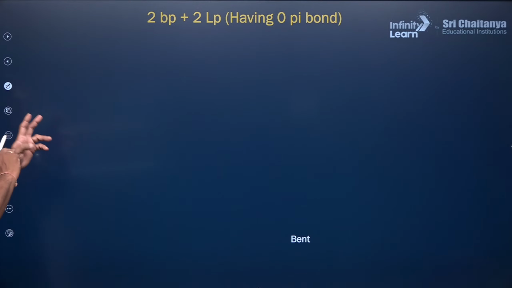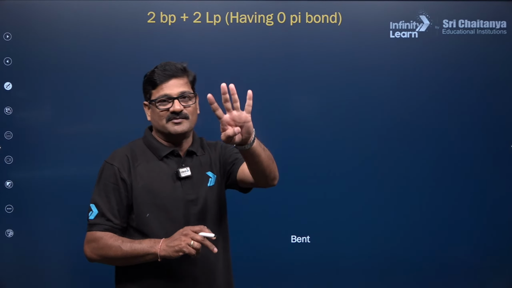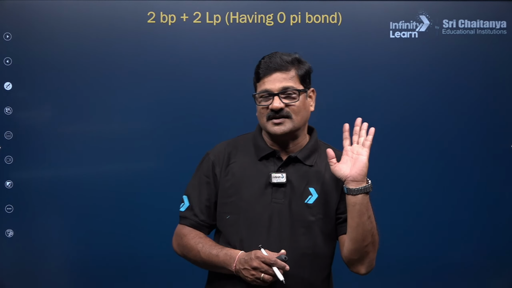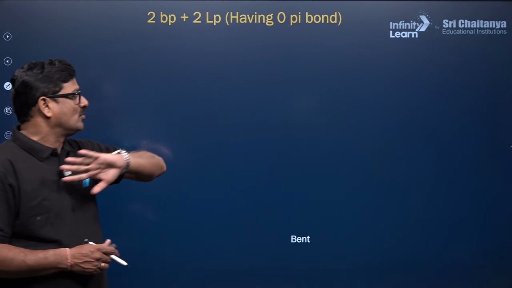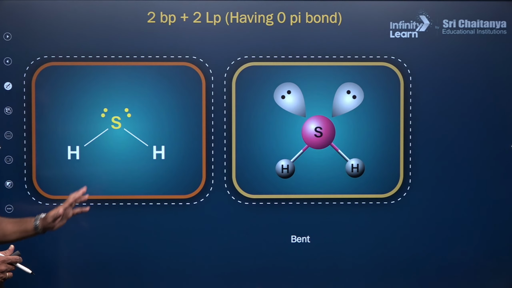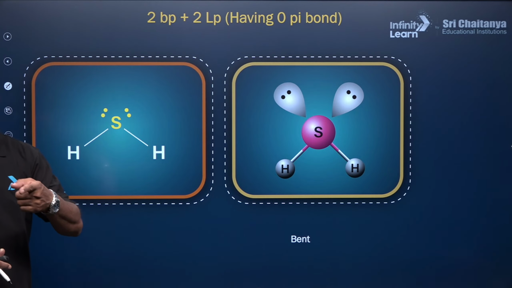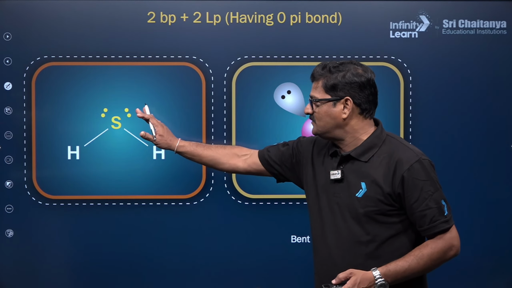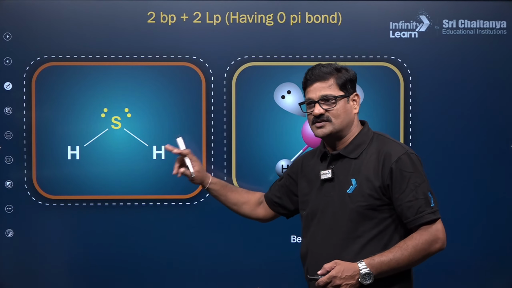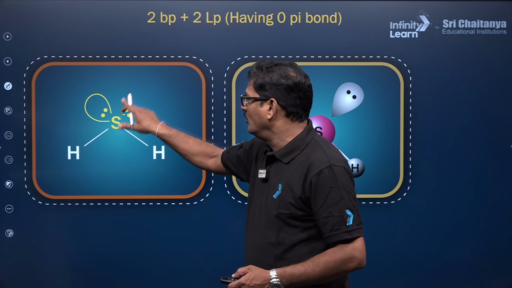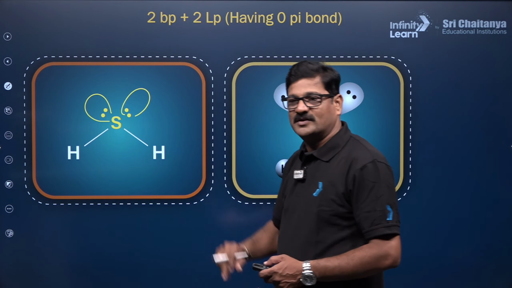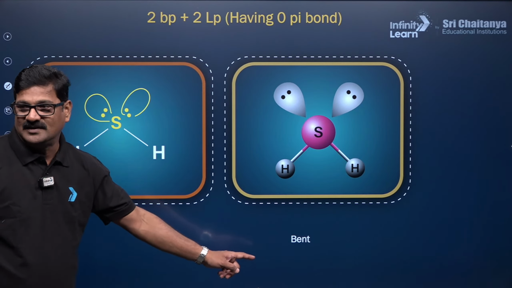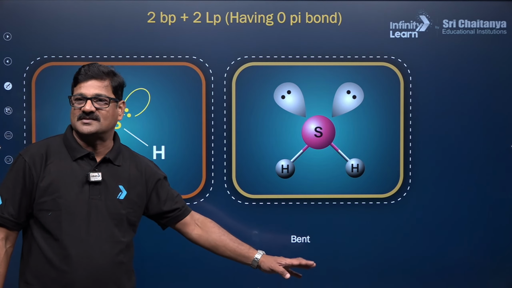Here I want to check the combinations. Steric number 4, it can have 2 lone pairs, 2 bond pairs, and you can have no pi bond in that. You can say H2S, rotten egg smell. Sulfur and hydrogen, you have 2 lone pairs of electrons, 2 bond pairs of electrons. The shape of the molecule is going to be bent. H2S molecule is like a bent.